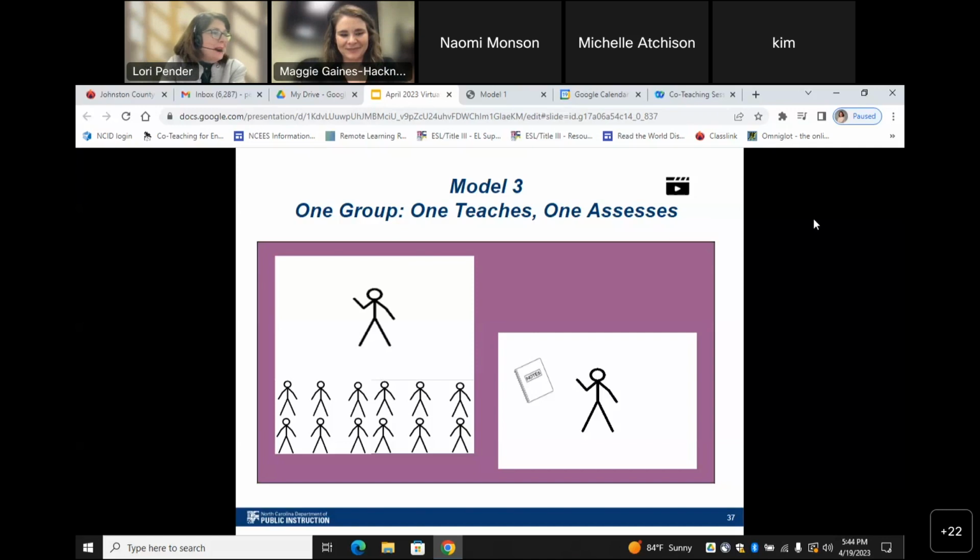So, but seriously, what are some things that you notice and you wonder about Model 3? If you'll put those in the chat.